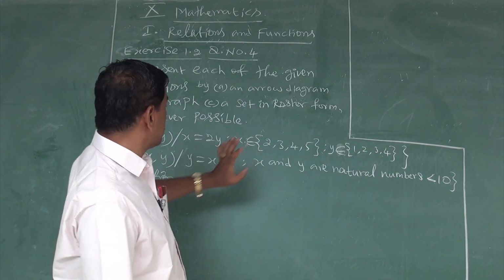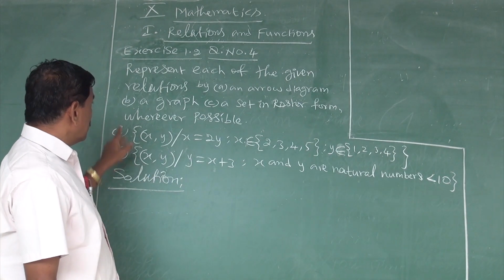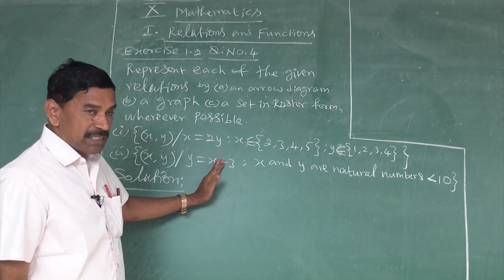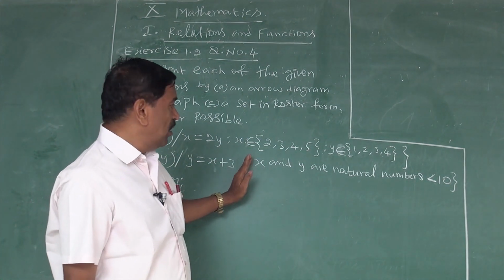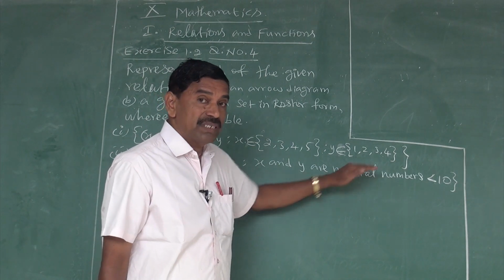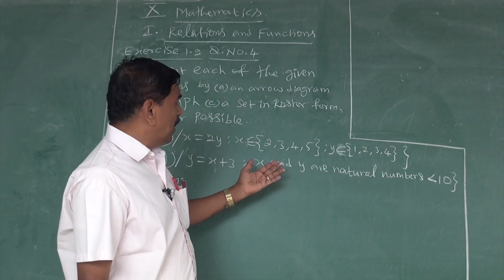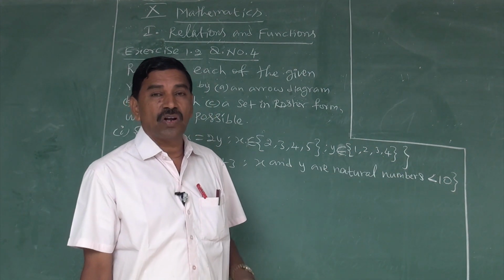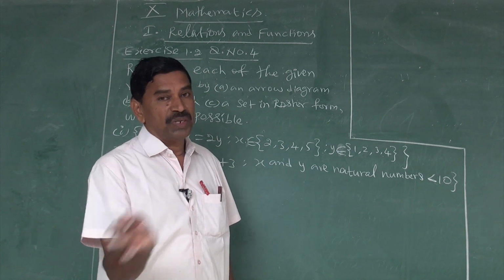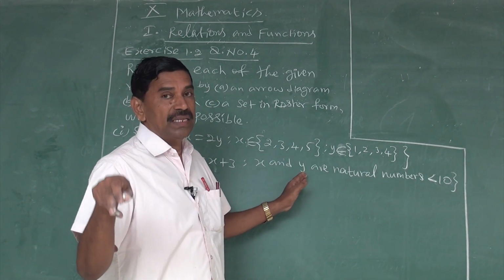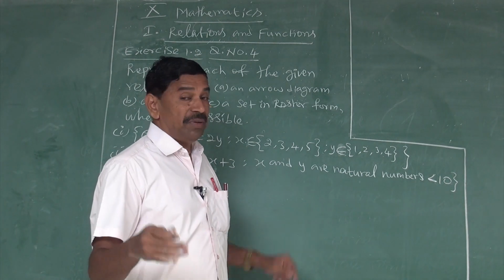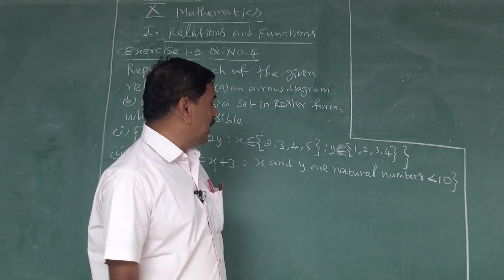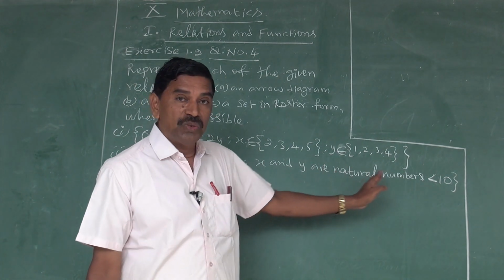First subdivision. Second subdivision, the relation x comma y such that y is equal to x plus 3, x and y are natural numbers less than 10. Here both x and y are natural numbers less than 10. Can you tell me what natural numbers are? Natural numbers, capital N, is equal to 1, 2, 3, etc. Is the set of natural numbers finite or infinite? Yes, very good, it is an infinite set.